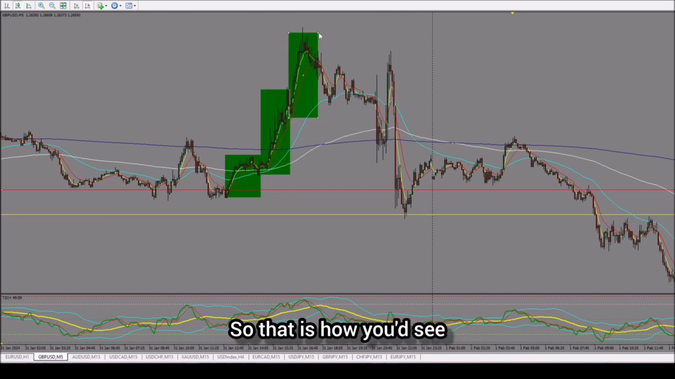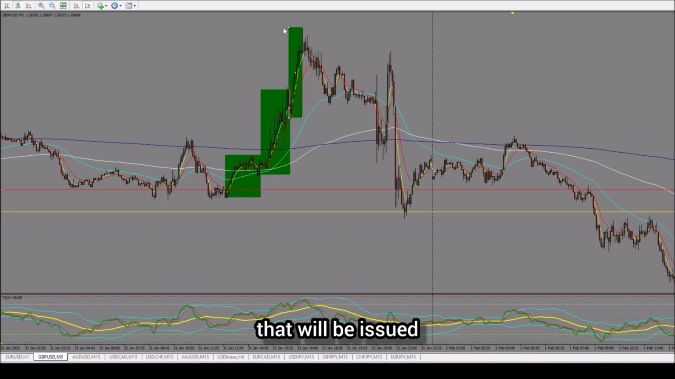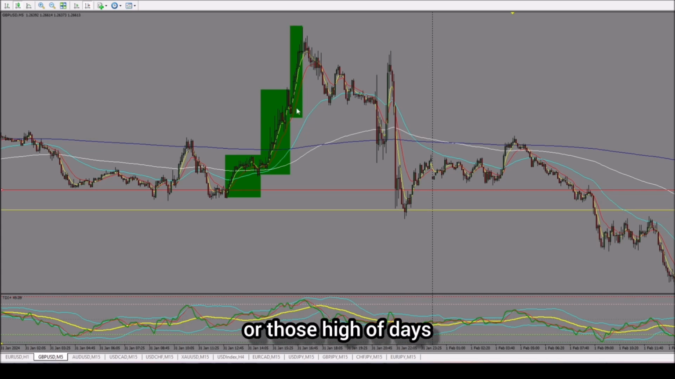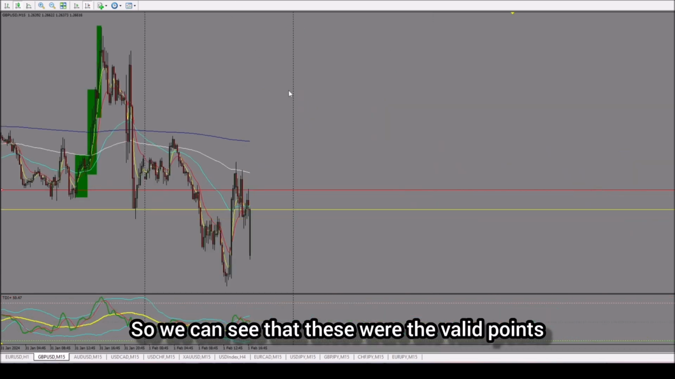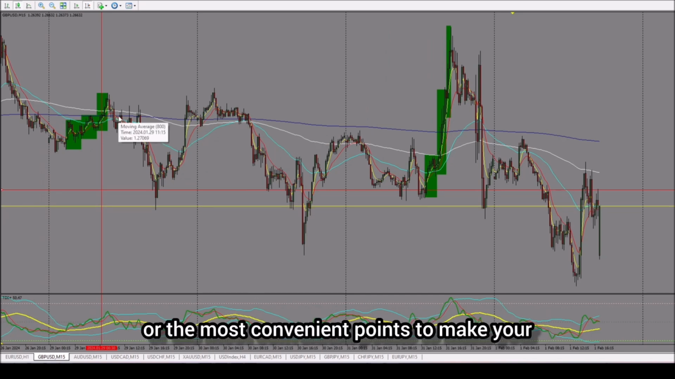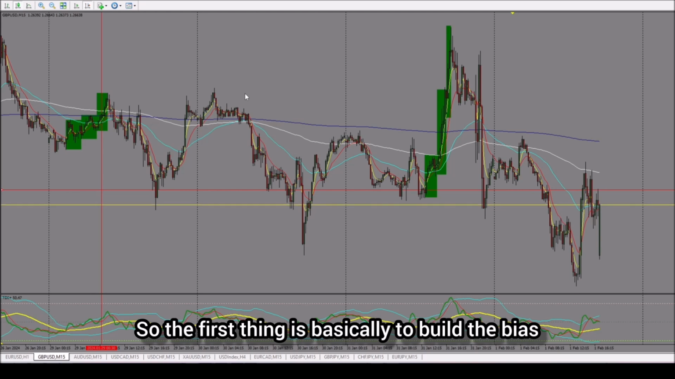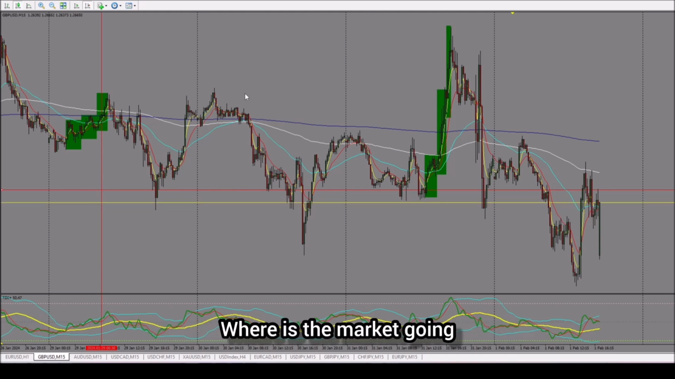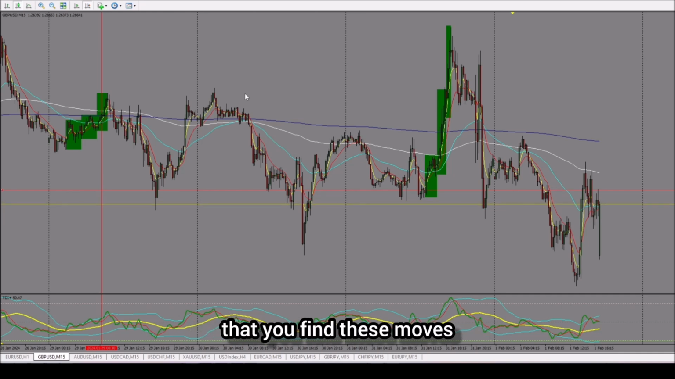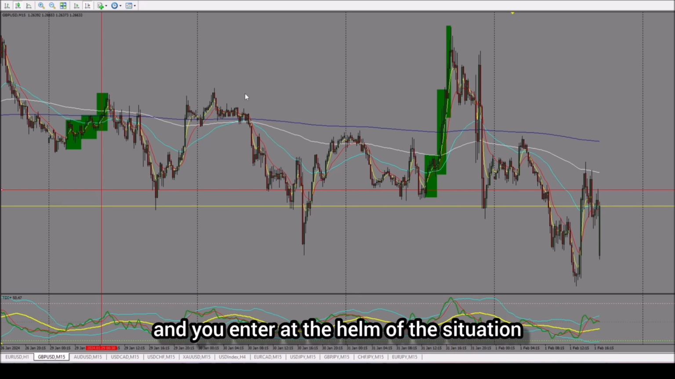So that is how you'd see, if you are patient enough to catch those highs that will be issued, or those high of days. So we can see that these were the valid points, or the most convenient points to make your entry using this particular trading methodology. So the first thing is basically to build the bias. Where is the market going, and how can you go around it so that you find these moves that oppose the bias and you enter at the helm of the situation.